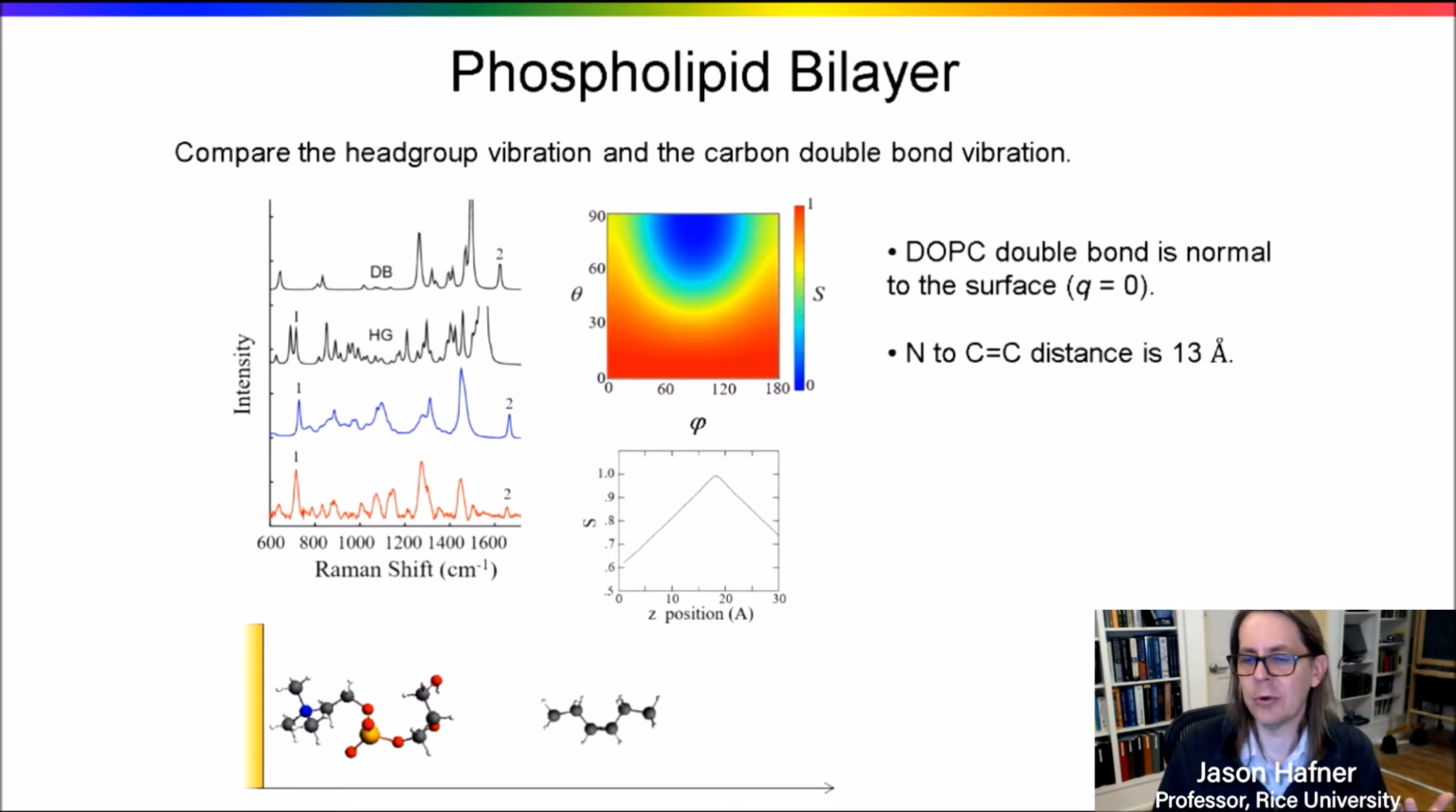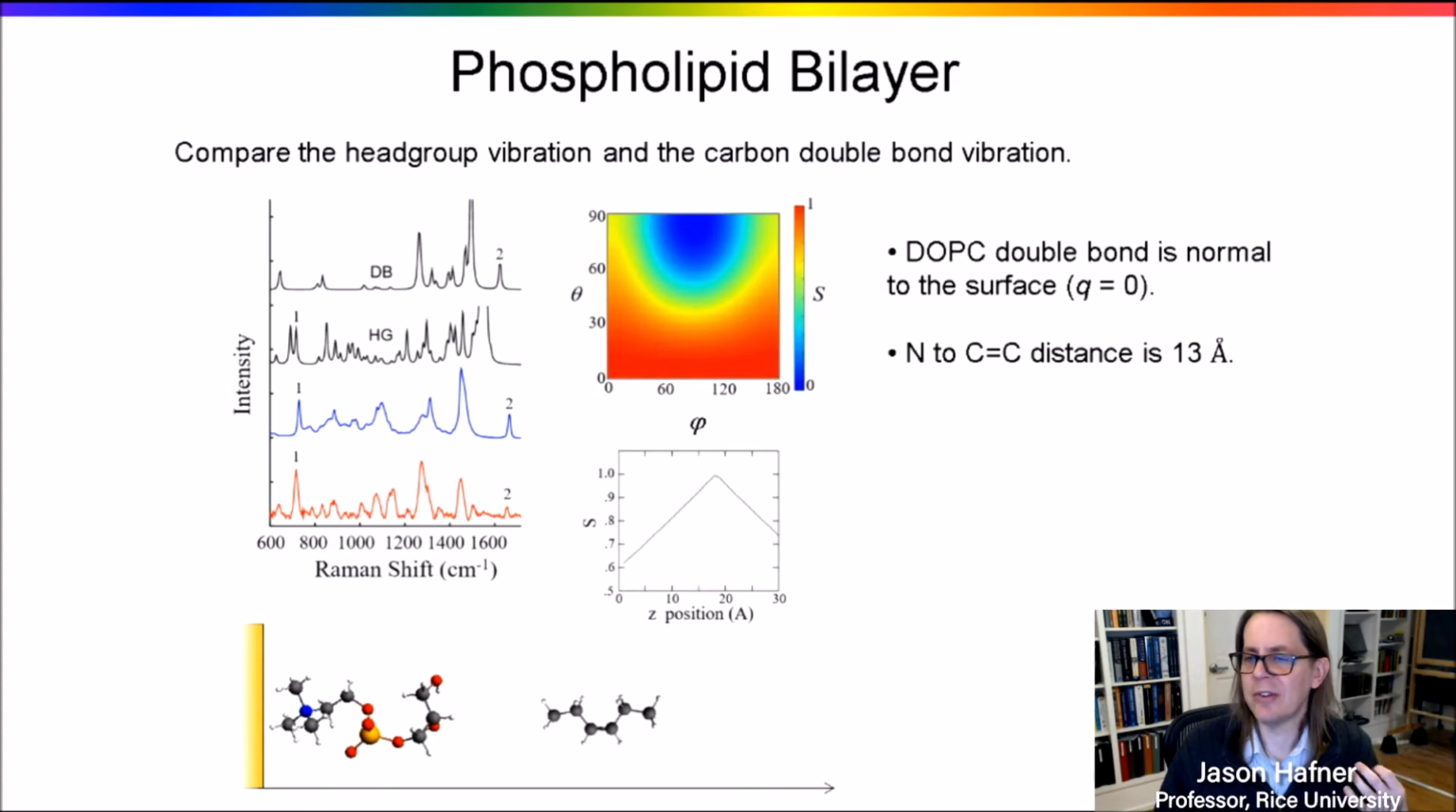So here's the head group vibration. That's this peak here, the one peak. And then this other little molecule is the double bond, and that's the two peak. And then all the junk in the middle. The red is SERS, the blue is Raman, the black spectra are the theoretical.